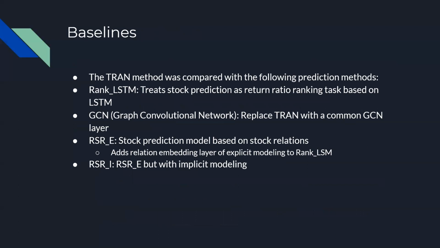So in order to know if your model is any good, you need to be able to compare it with other models. And so the TRAN method was compared with the following prediction methods. Rank LSTM, which treats stock prediction as a return ratio ranking task based on LSTM, which was covered previously. GCN, which is very similar to TRAN, but replaces the TRAN network with a common graph convolutional network. And then RSRE, a stock prediction model which is based on stock relations and uses explicit modeling. And then RSRI, which is the same as RSRE, except with implicit modeling.